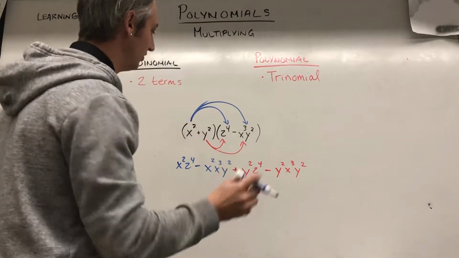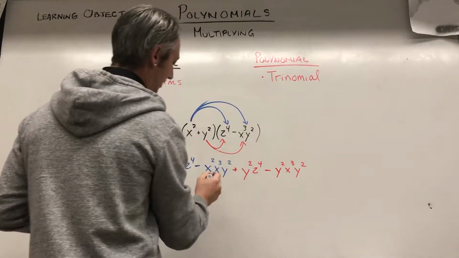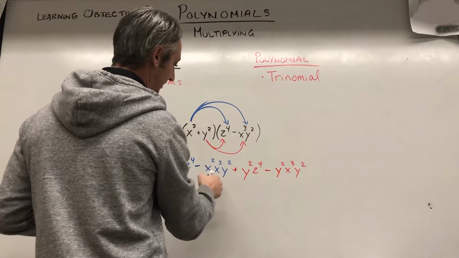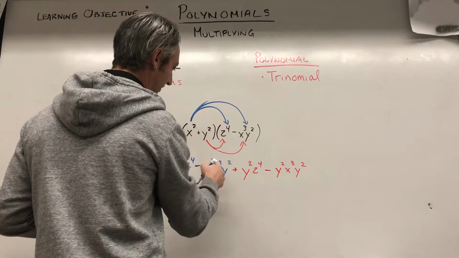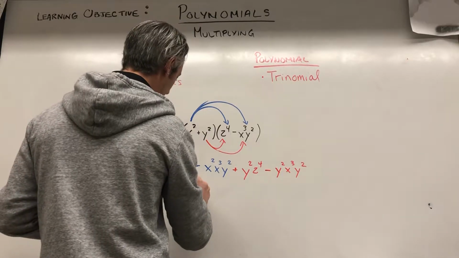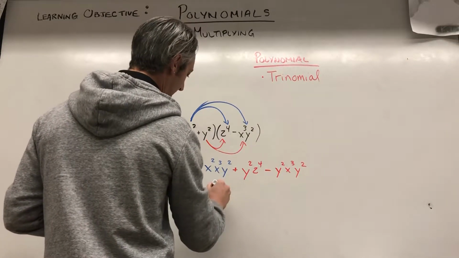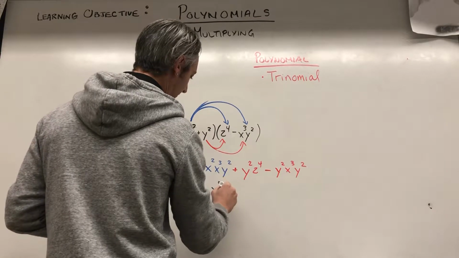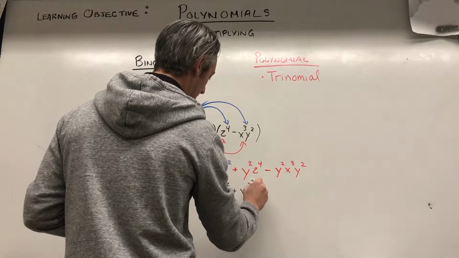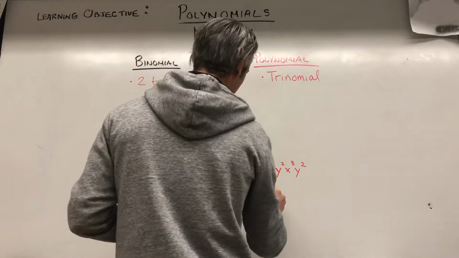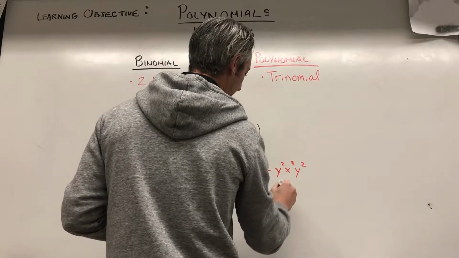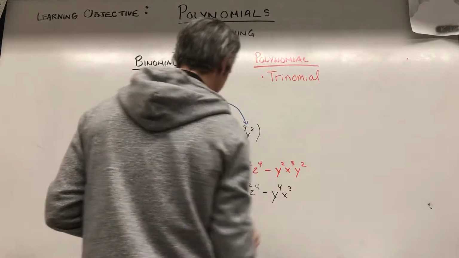The next thing I need to do is just make sure that I simplify each term here. So there's no repeating variables here. Here I have two sets of x's. One's x squared, one's x cubed. So I can rewrite this in its final form as x squared z to the 4 minus x to the 2 plus 3 is x to the 5 y squared plus it's just y squared z to the 4 minus y, two sets of y's and both squared, so 2 plus 2 is 4, x cubed.